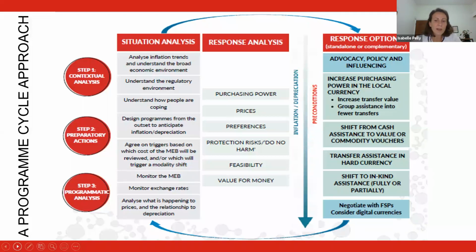And these response options include advocacy, policy, and influencing, so on issues such as preferential exchange rates, the use of hard currency, the regulatory environment around digital transfers, etc. And then a number of programming options, such as increasing the purchasing power in the local currency, shifting from cash assistance to value or commodity vouchers, transferring assistance to beneficiaries in hard currency, or shifting to in-kind assistance fully or partially, as well as some complementary options related, for example, to negotiating with financial service providers. And all of these different response options will be touched on by our panelists.